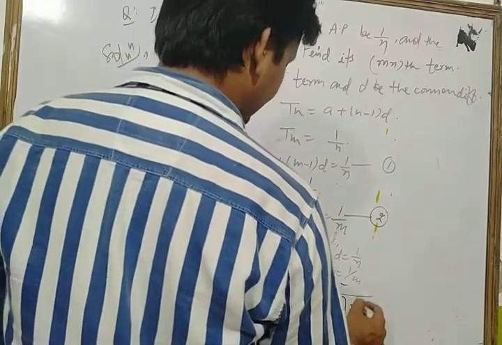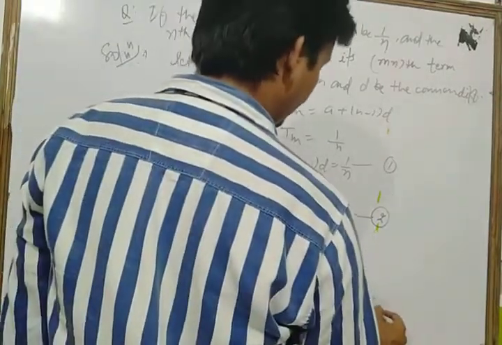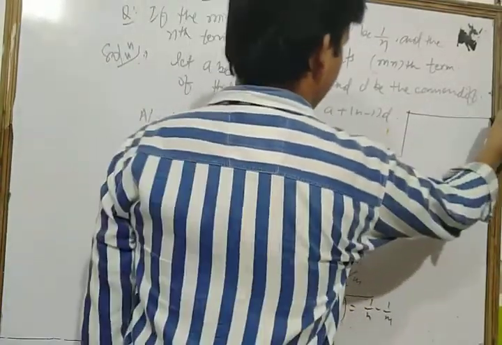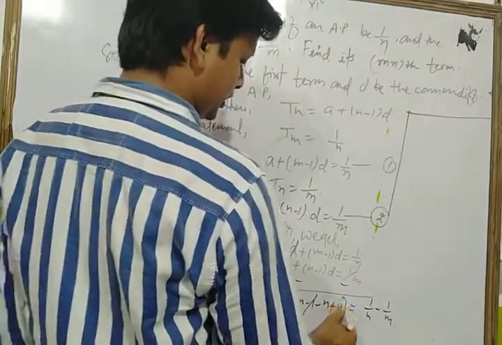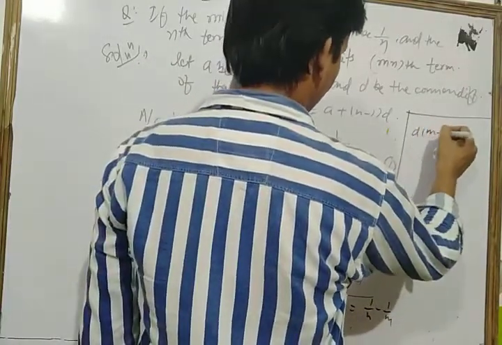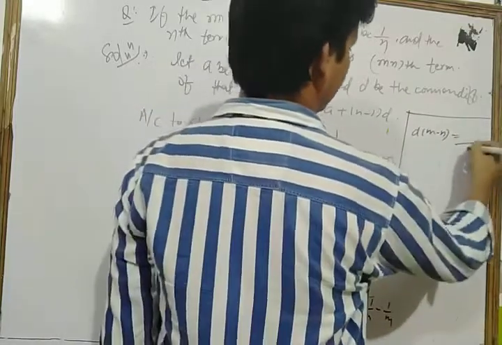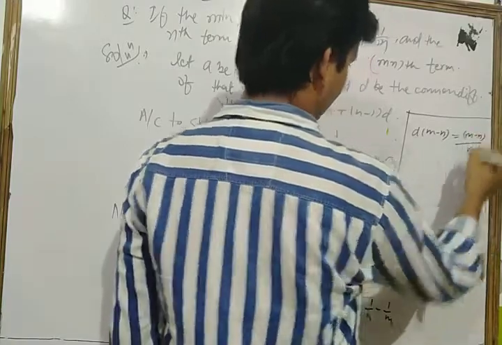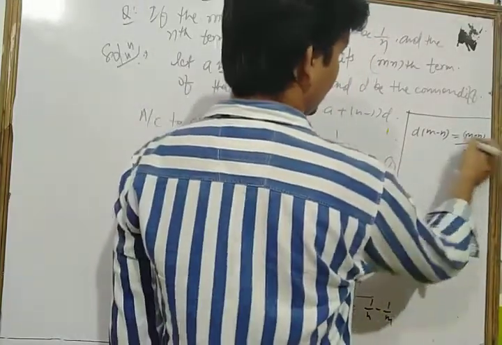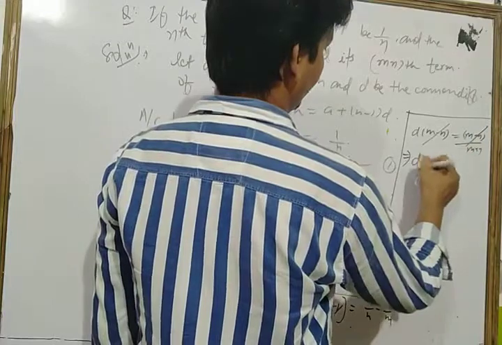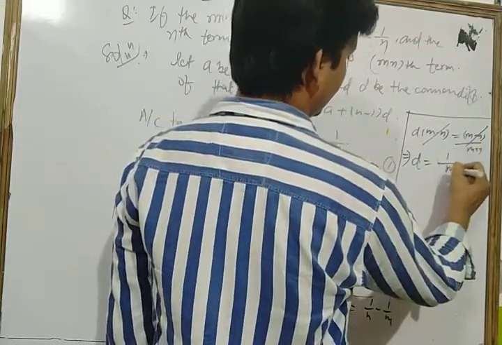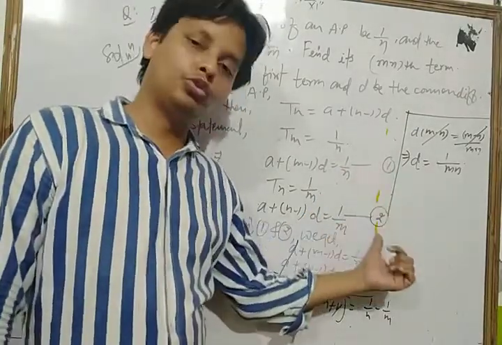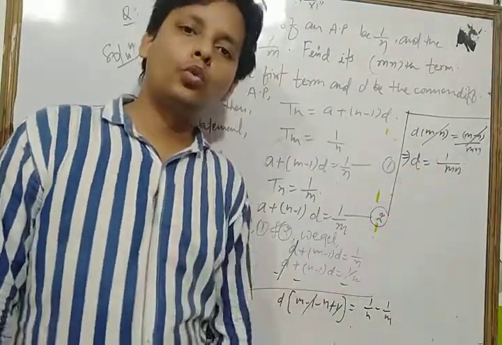And on that side what we get? 1 upon n minus 1 upon m. Now here 1 cancels each other, so we have D into m minus n is equal to, we take mn as the LCM on the right side, so we have m minus n. M minus n cancels each other, so the value of D is equal to 1 upon mn. So dear students, after solving equations 1 and 2, we get the value of D as 1 upon mn.